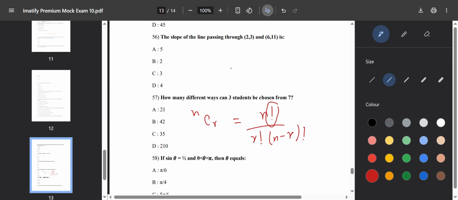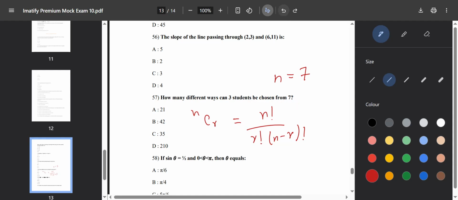For this, we will write it like this: 4 into 3 into 2 into 1. Now we are going to solve the question. They're asking how many different ways. So n is 7 and r is 3. 3 students, and how many ways? 7. So n will be 7.